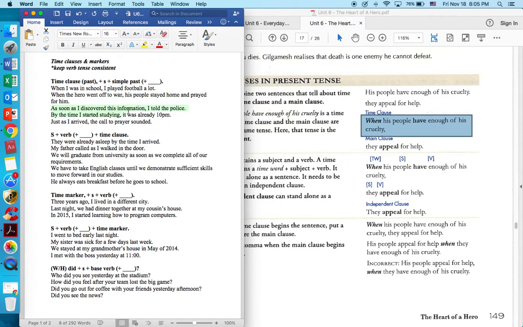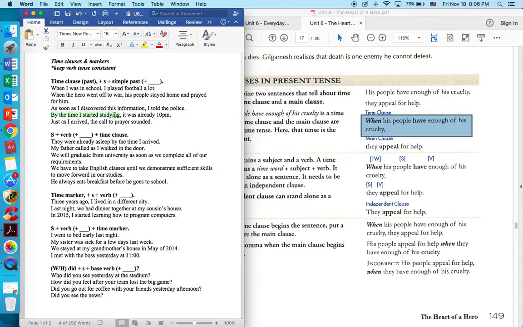As soon as I discovered this information, we have a different sort of time indicator here, as soon as, and then we have I discovered this information. Again, take off that time word or small phrase and we get a complete sentence here. But because we have that time word or indicator, then it is a dependent clause. We need the comma before the main clause, I told the police.